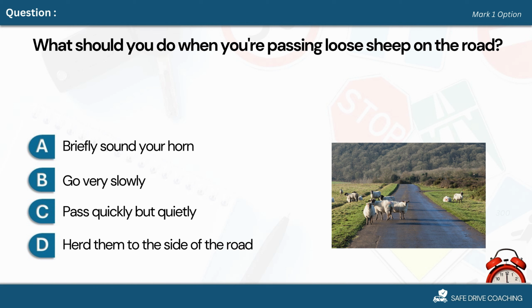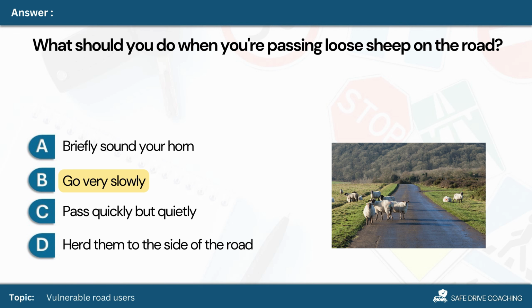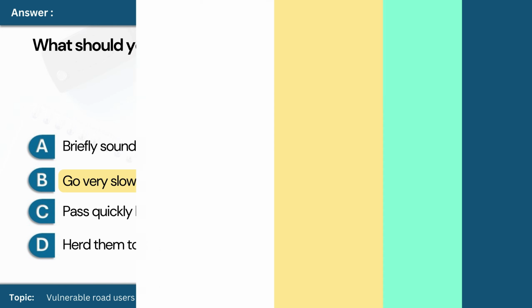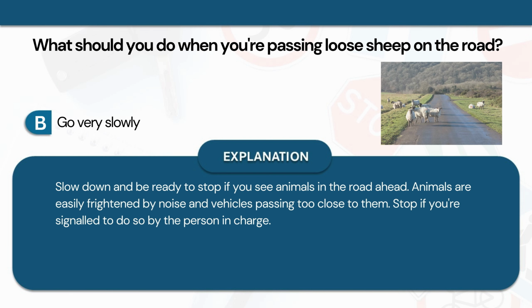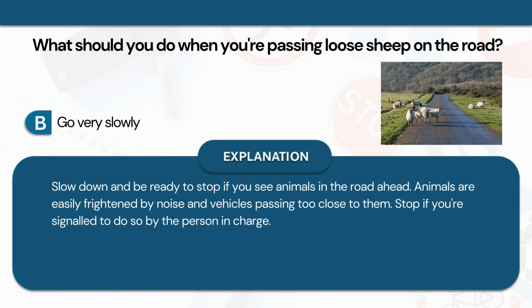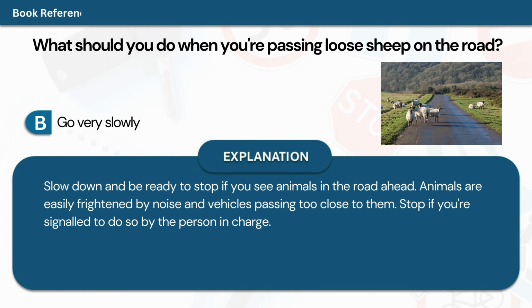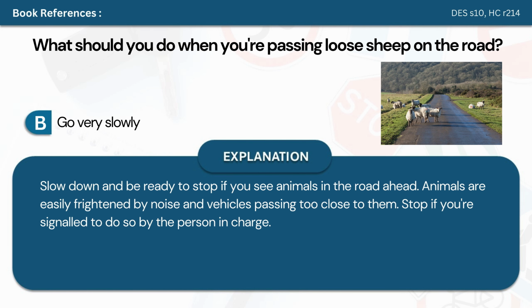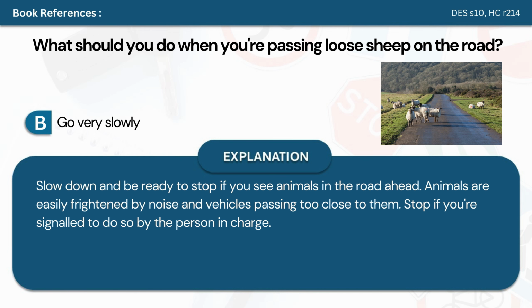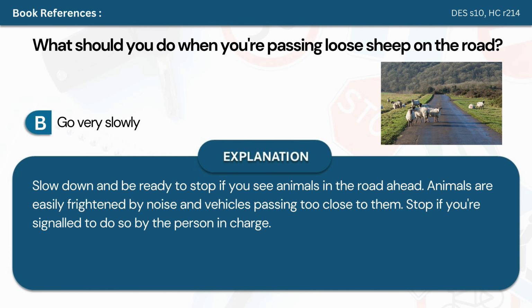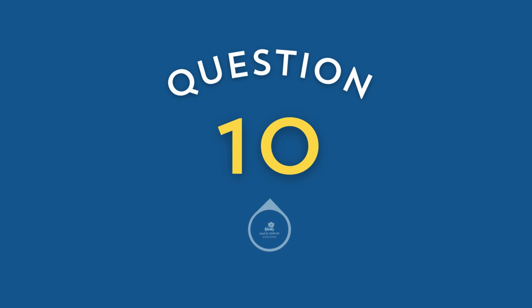The correct answer is B. Go very slowly. Slow down and be ready to stop if you see animals in the road ahead. Animals are easily frightened by noise and vehicles passing too close to them. Stop if you're signaled to do so by the person in charge.